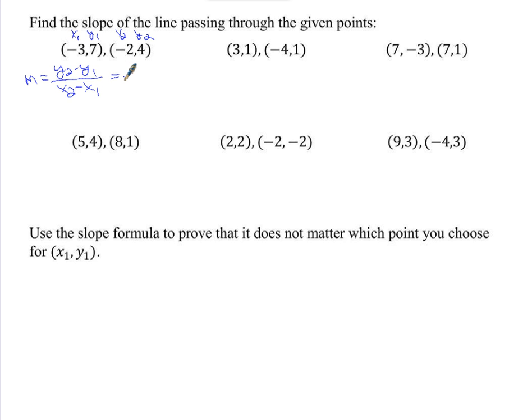So I have y2, which is what? y2 is 4. Minus. So I write the minus sign, and then I go looking for y1. What is y1? It's 7. So I write 7 after I've written that minus sign in there. Okay, divided by, now x2, negative 2. Then I write my minus sign, and then I go looking for x1, which is what? It's negative 3. So I write negative 3.